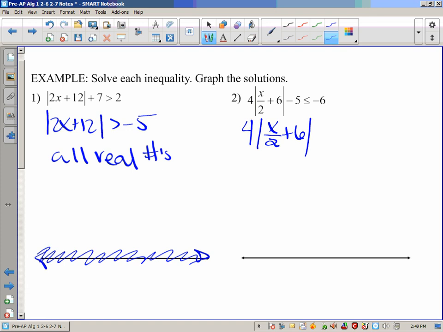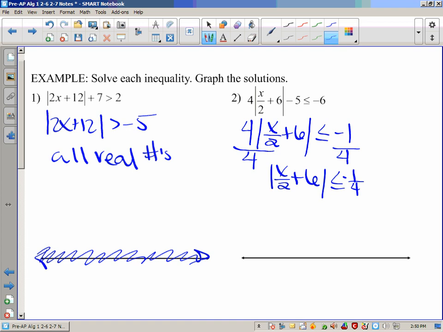I would start by adding 5. That'll get me -1. Now, I'll divide by 4. Got to do that first. Got to get the absolute value by itself before I decide what type of solution it is. Oops. Okay, this is still a negative value.